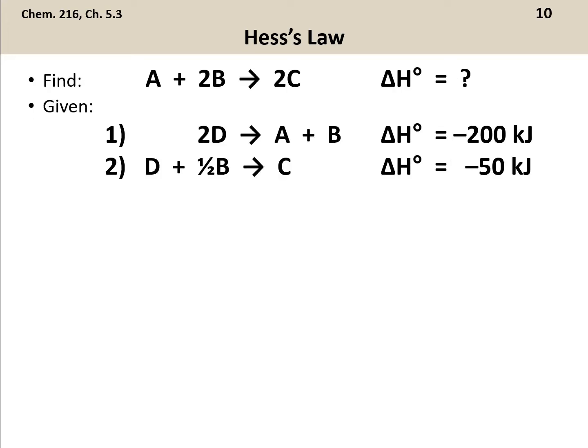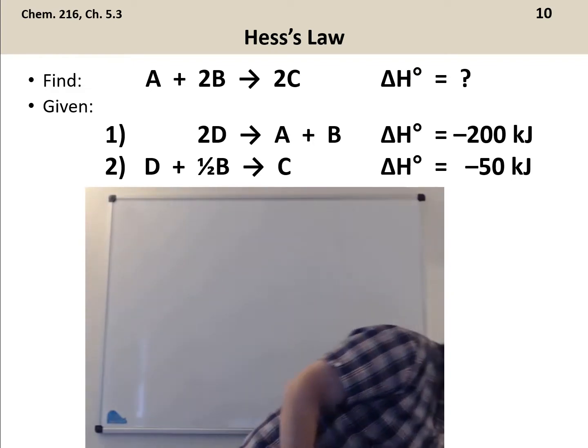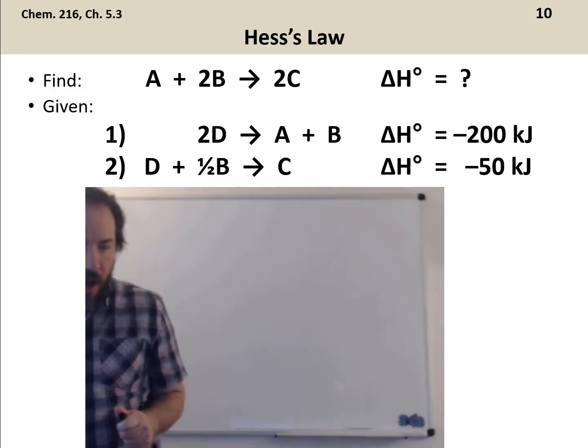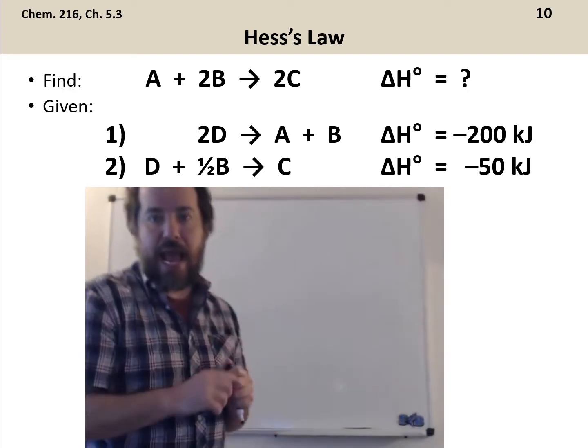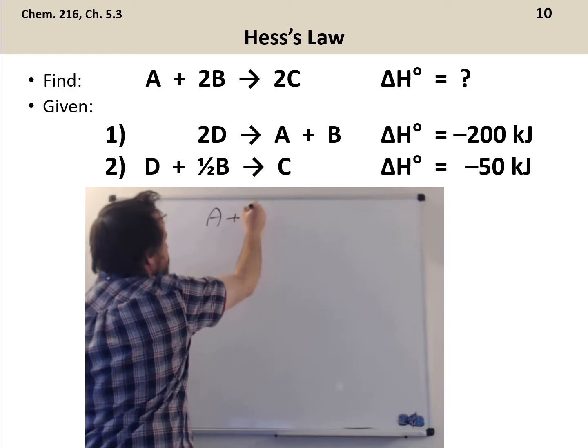All right, so let's use Hess's law in a little more difficult one, and I'm going to go to the board for this. So let's say we have this reaction here. A plus 2B going to 2C.